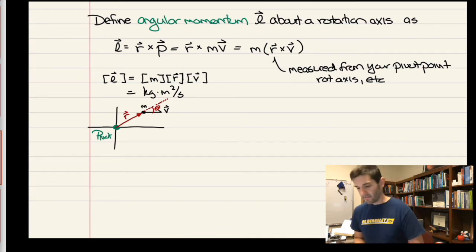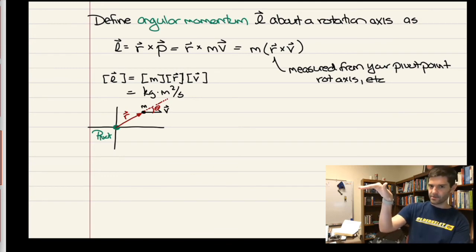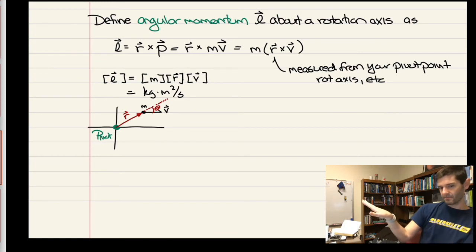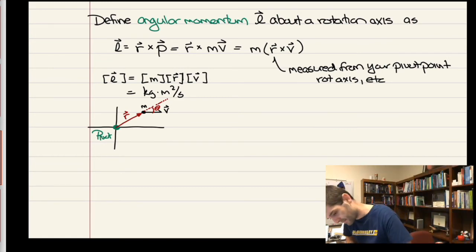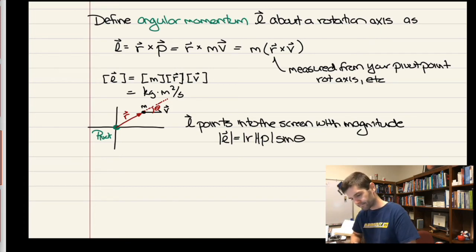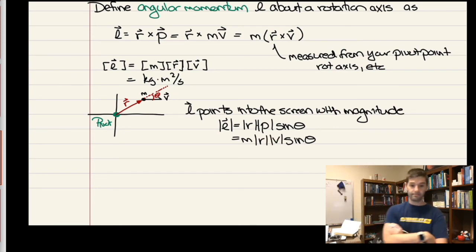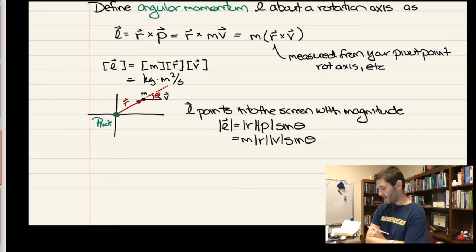And the way you evaluate the angular momentum is, again, via the cross product. You put your fingers along the moment arm r, and then you curl them so that they point in the direction of v. In this case, the way I'm looking at it, L points into the screen based on the right-hand rule, with a magnitude equal to the moment arm times the momentum times the sine of the angle between them. Or again, m, the moment arm, the velocity, the sine of the angle between them, gives me a measure of the angular momentum.